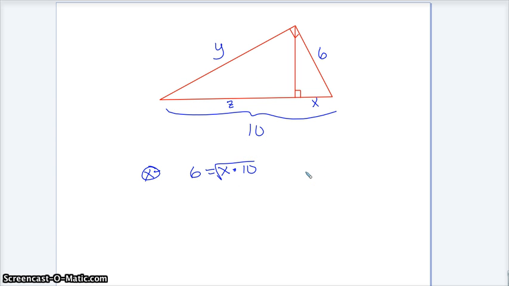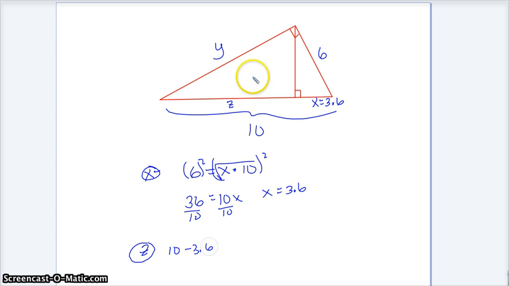Now, to solve for x, I need to square both sides. So 36 equals 10x, and to solve for x, I'll divide both sides by 10. So x in this case will be 3.6. Now, to find z, I can simply subtract 10 minus 3.6. And I get 6.4.